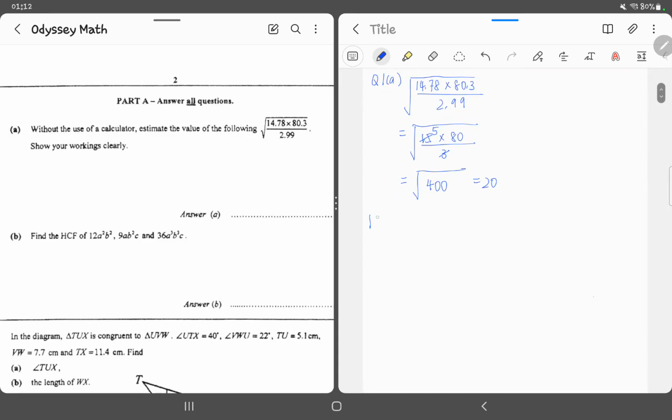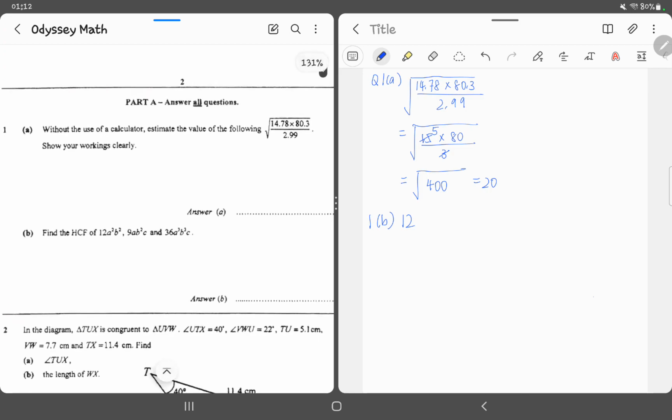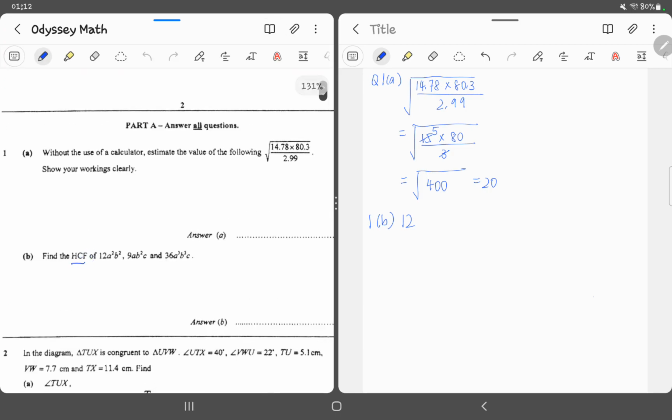Now for question 1B, you need to solve this using the index notation method. So what I'm going to do over here is for 12a square b square, the question is asking us to find the HCF of these three terms. For 12a square b square, I'm going to split it and write it out nicely. So 12 is actually equal to 2 square times 3. And then a square is just a square, b square is just b square.